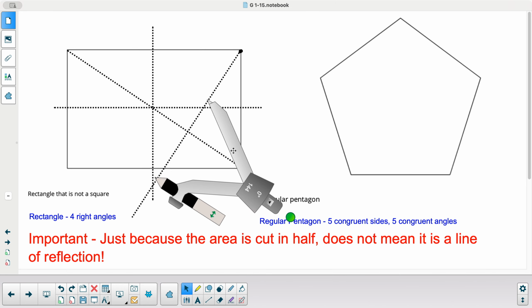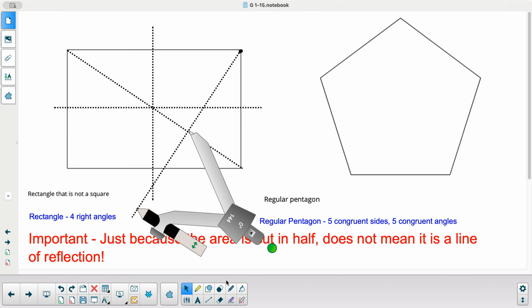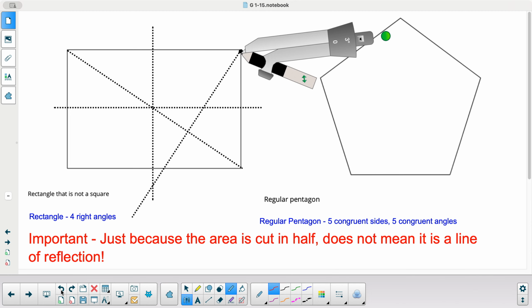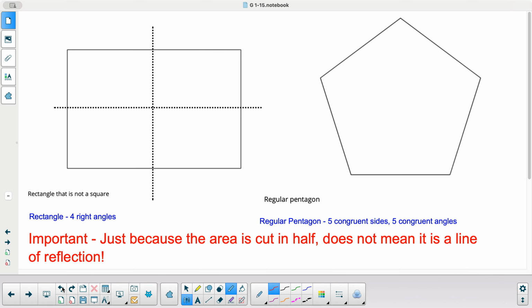But you can see that that point would go way down here, okay? So, if this was B, B prime would be down here if I'm reflecting across this line. So you can clearly see that we're not going to get the same rectangle. It's not going to map itself onto itself. So don't accidentally think that diagonal is a line of symmetry just because it cuts the area in half, okay?